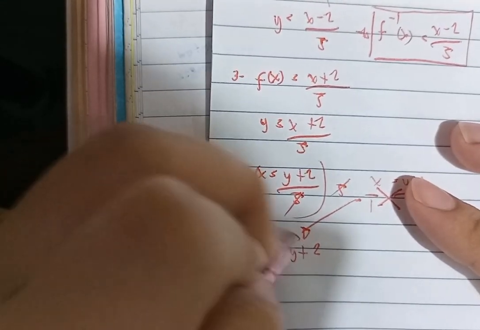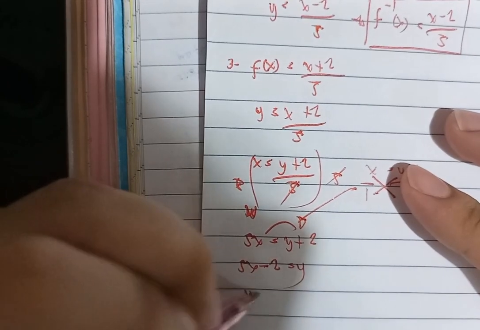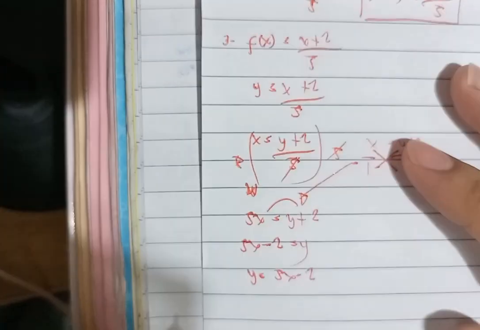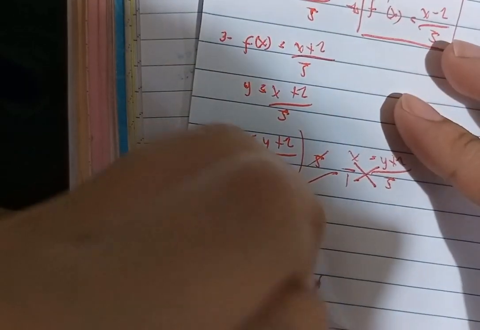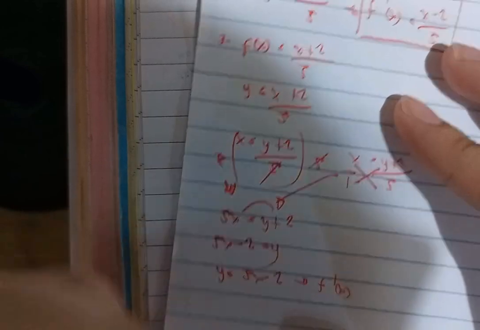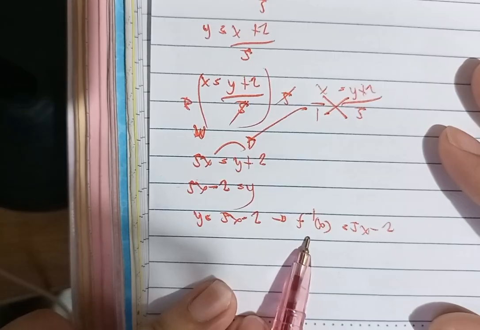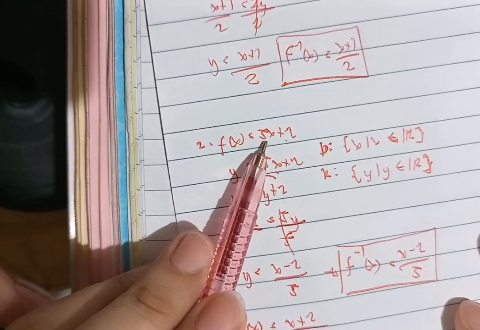And then, nalipat mo yun to sa kabila. So, plus magiging minus 2 equals y. Y equals 5x minus 2. So, diba? Yan. So, rewrite mo lang, f inverse of x is equals to 5x minus 2. Box the final answer and look. Yung sagot dito parang katulad ng given din sa number 2. Weird.